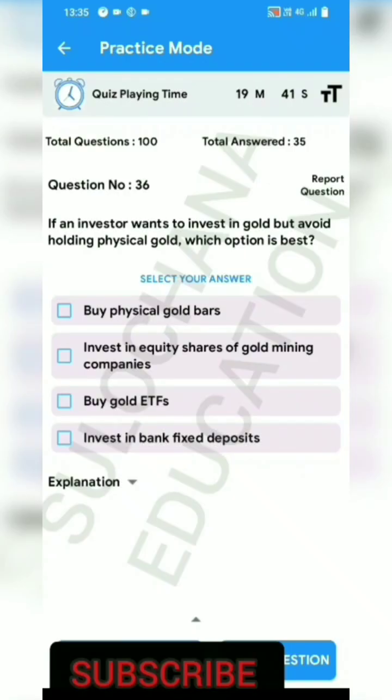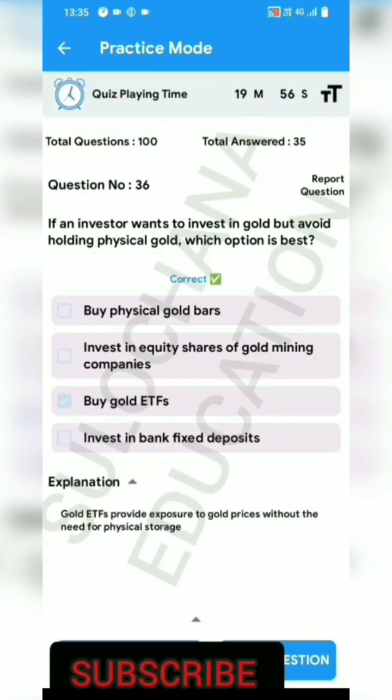If an investor wants to invest in gold but avoid holding physical gold, which option is best? Options are A. Buy physical gold bars. B. Invest in equity shares of gold mining companies. C. Buy gold ETFs. D. Invest in bank fixed deposit. Correct answer is C. Buy gold ETFs.